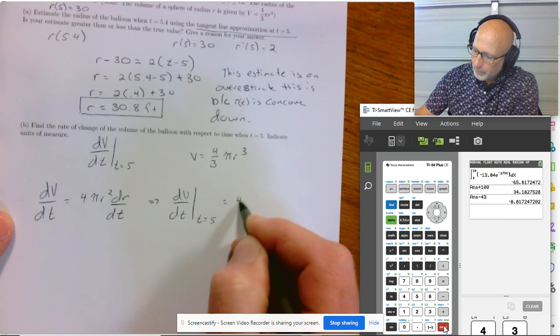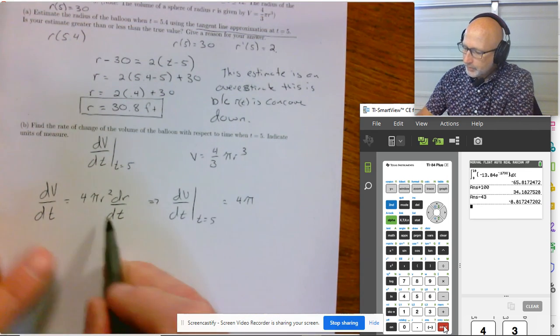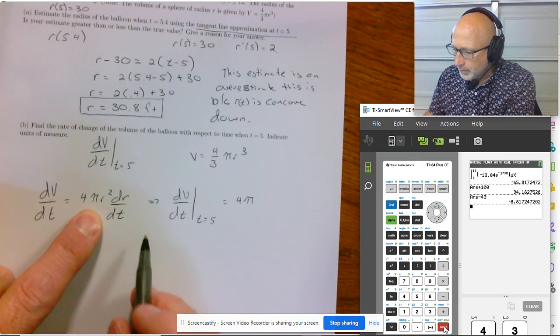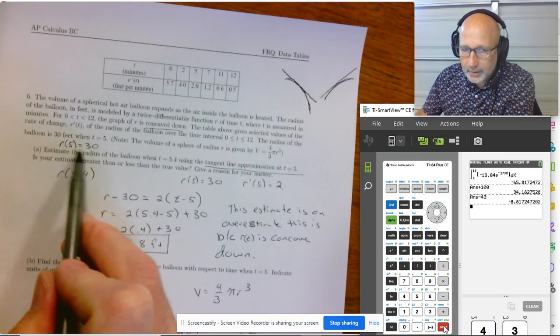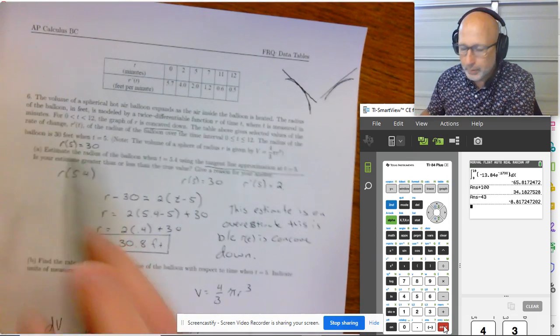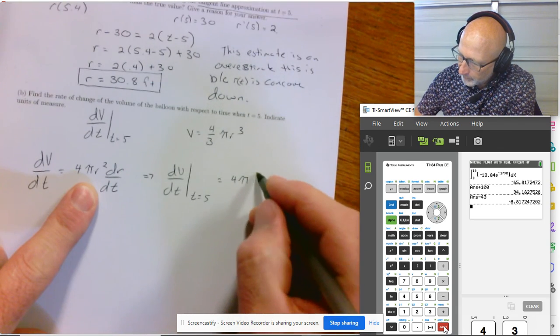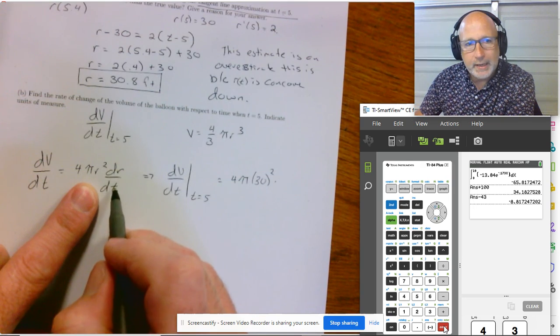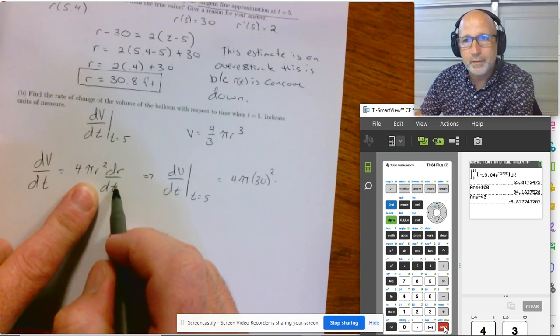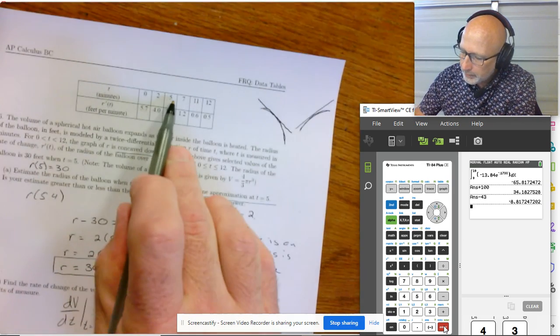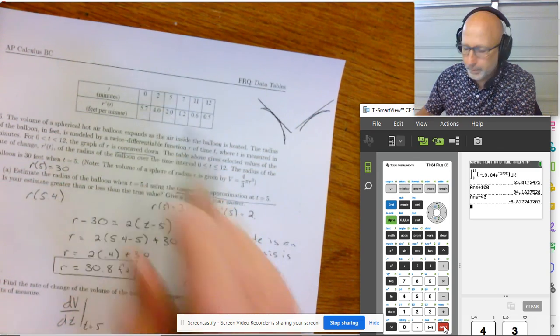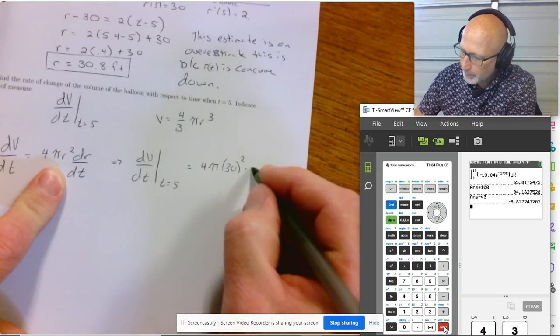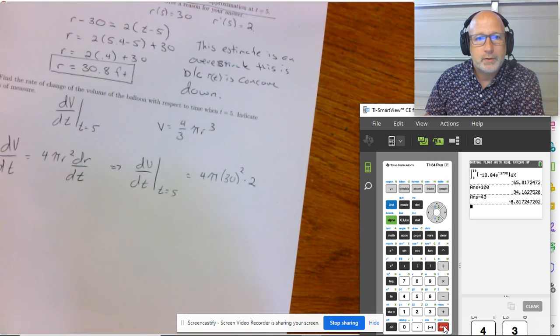Well, this is equal to 4 times pi times the radius at 5. Oh, I know what the radius at 5 is. It's 30 right here. It's one of the pieces that was given. So times 30 squared, and then times dr/dt, and dr/dt has to be evaluated at 5 as well. Well, I know what dr/dt evaluated at 5 is. It is 2. So this is just going to be times 2.